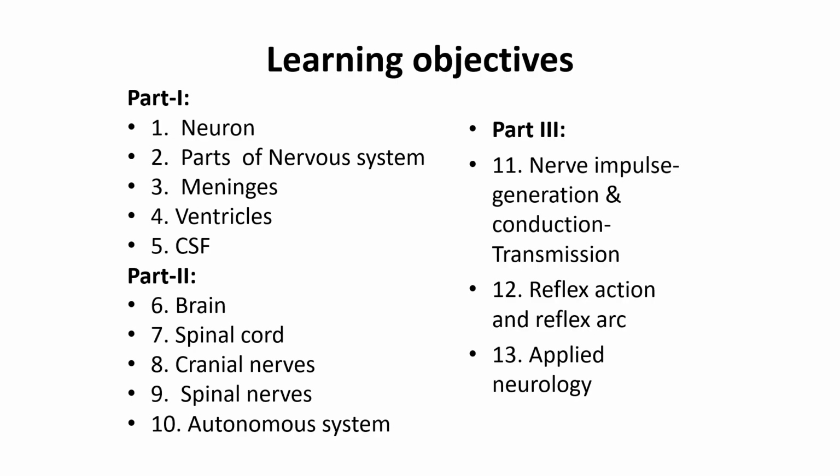Learning objectives of the nervous system. In part 1 we will cover the basics of the nervous system, that is neuron, meninges, ventricles and something about the CSF, that is cerebrospinal fluid. Then in part 2 we will see in detail the brain, spinal cord and the peripheral nervous system. And then in part 3 we will see how the nerve impulse is generated, conducted and transmitted, and the reflex action, and then some parts about applied neurology.